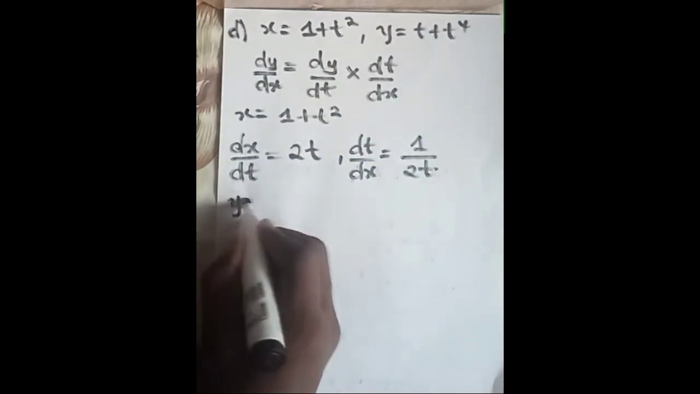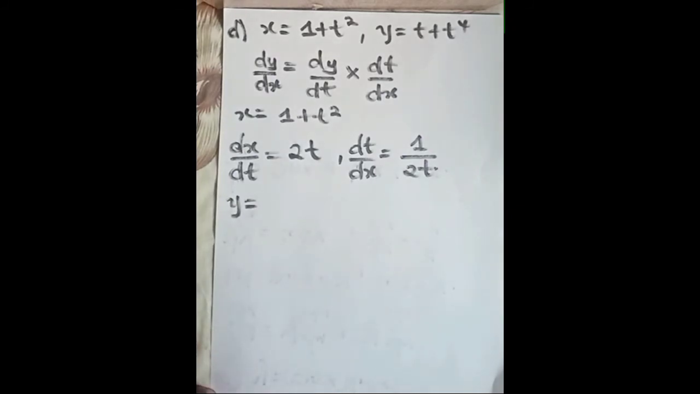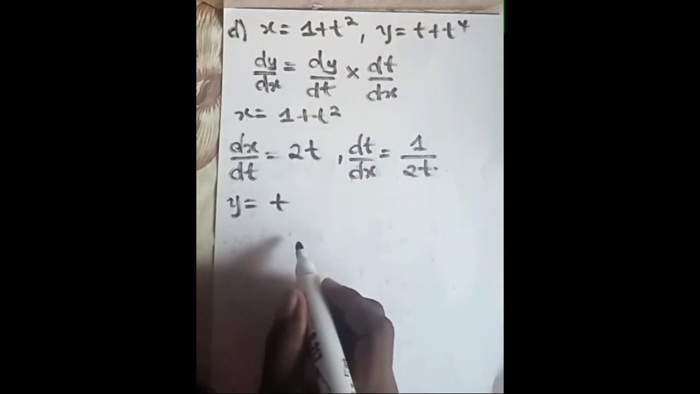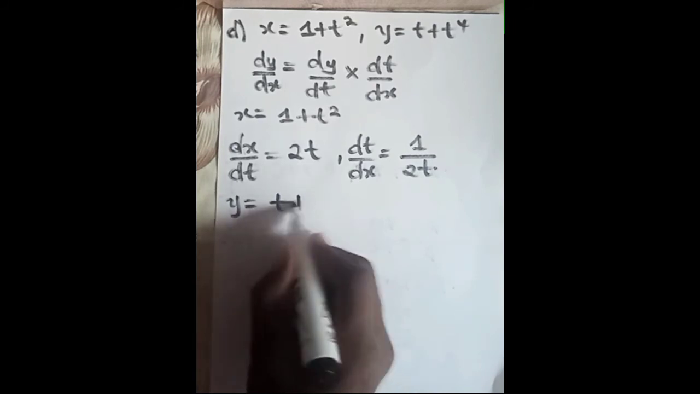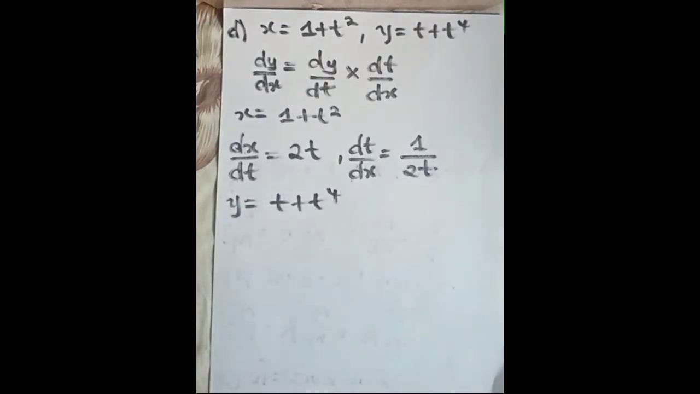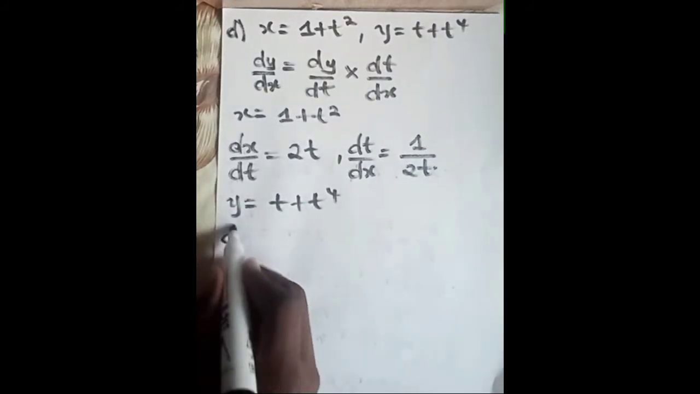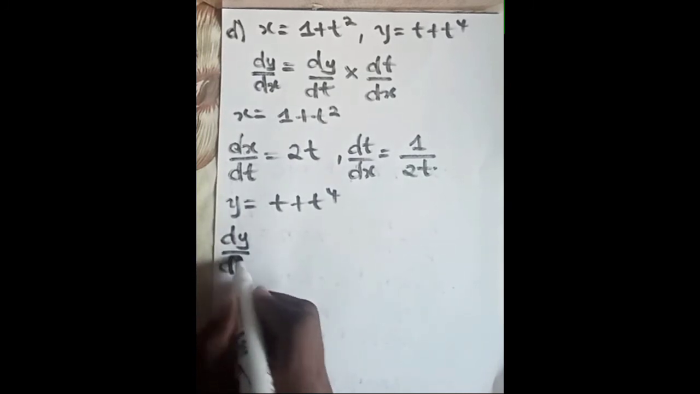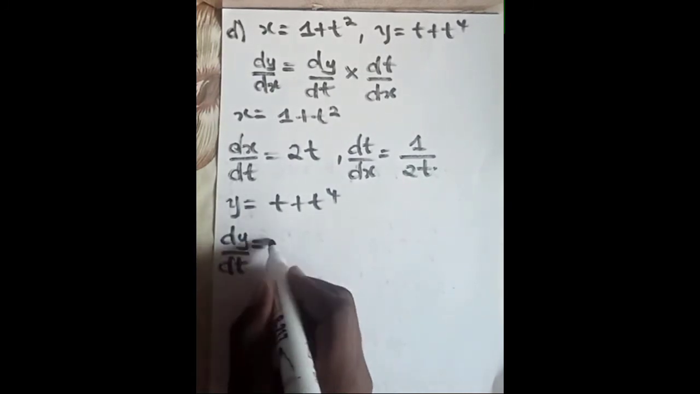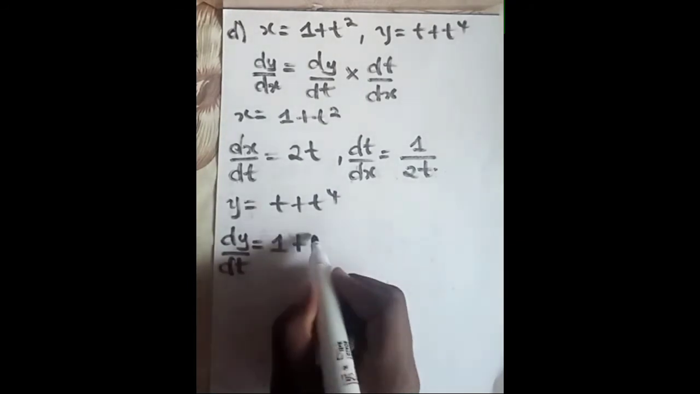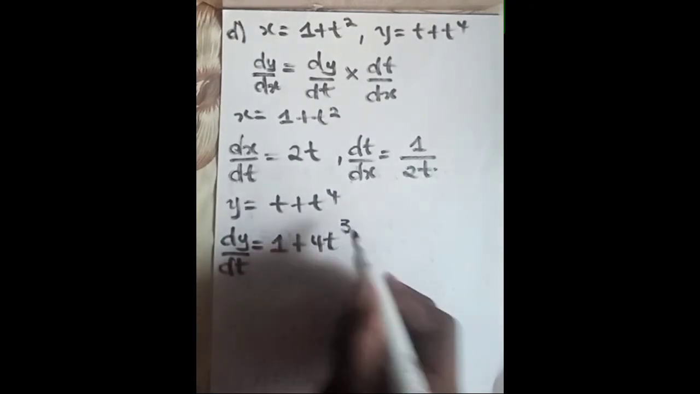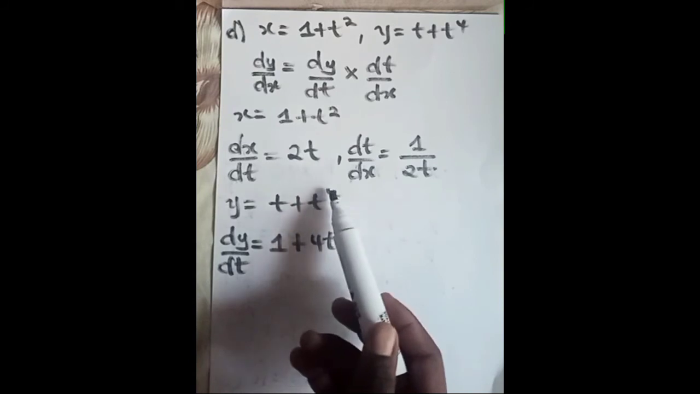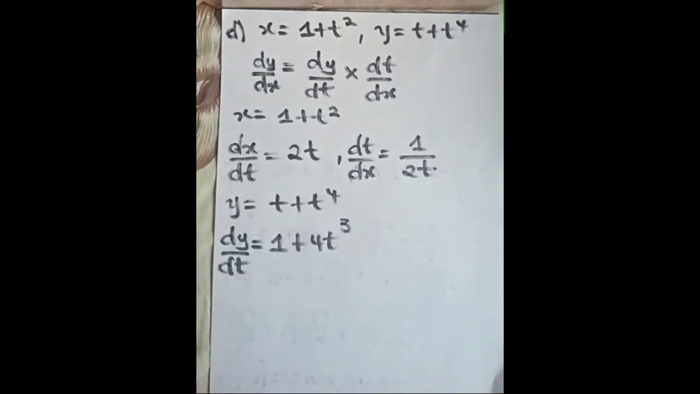Now y on its own is t plus t to the 4. Now differentiating that, I'm going to have dy on dt, which is going to give me 1 here plus 4t cubed. Because I just brought down this 4 here, I subtracted 1 from its power. Normal polynomial differentiation. As I told you, you're going to be using many of these techniques, so better solve as many questions to better understand.